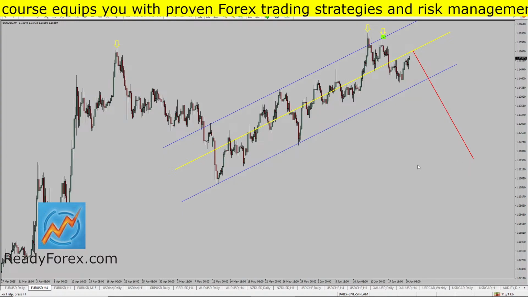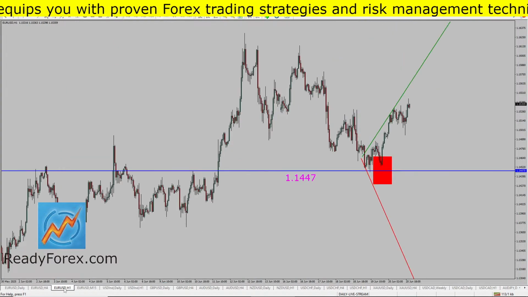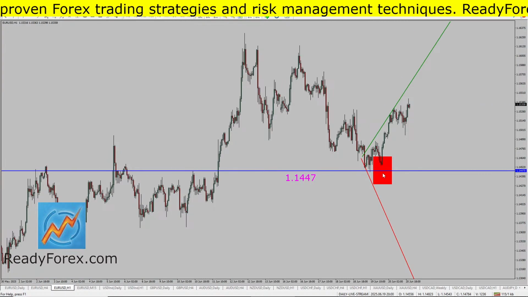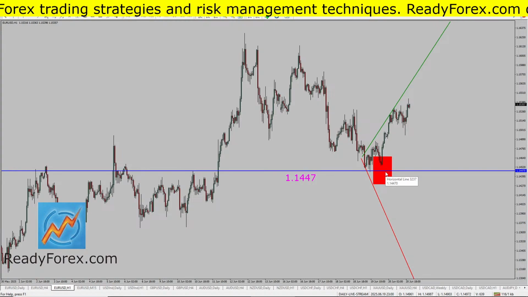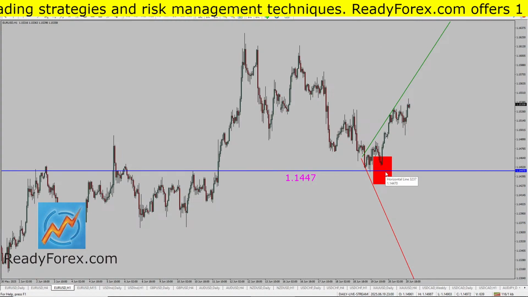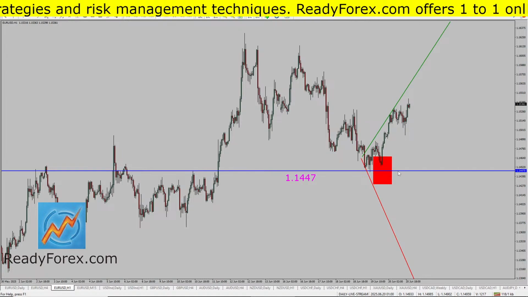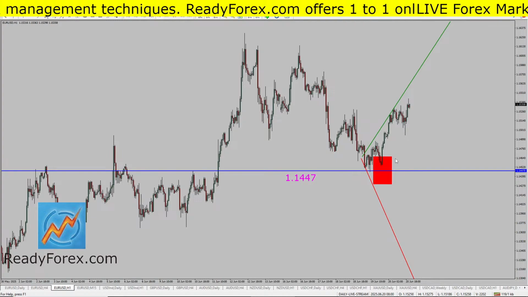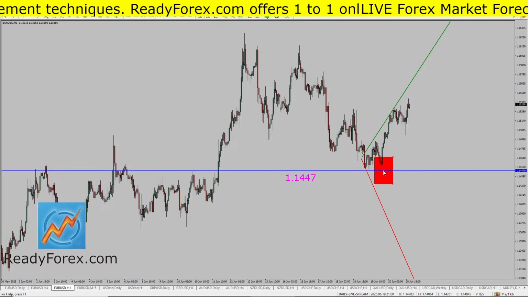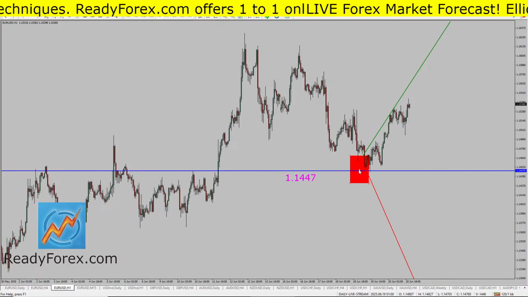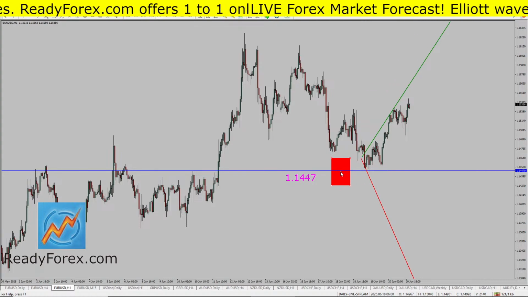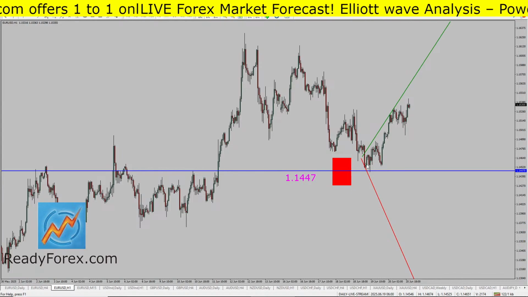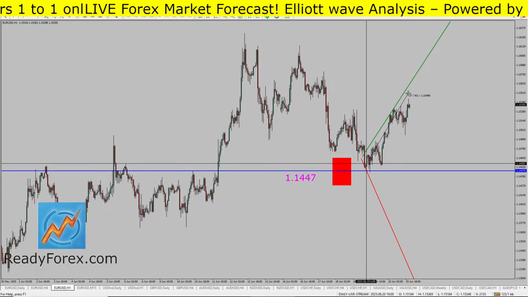Next, let's take euro USD. I told you guys that we need a break below the 1.147 level. If price is not going to break below this level, then obviously it's going to bounce up. So we did not get a red color candlestick close below the 1.1447 support area. That is the reason why price action moved up.